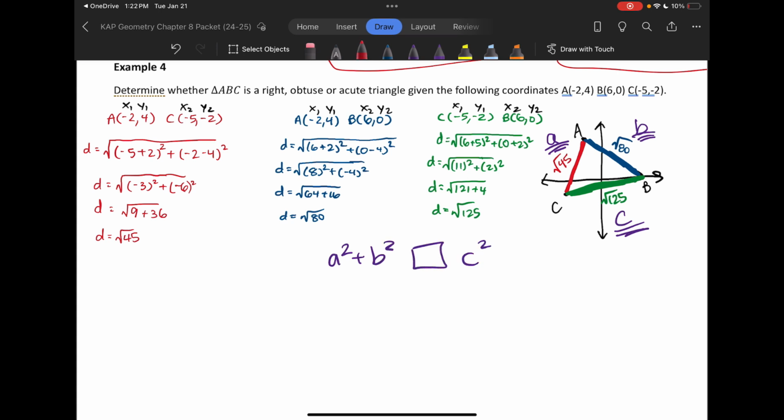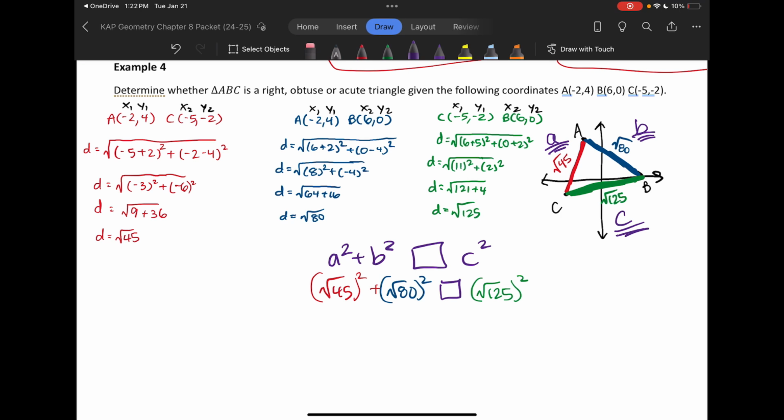So plugging this in here, we're looking at root 45. That's our A. We're going to square that. And then we're going to add our B in blue, root 80. We're squaring that. And we're checking to see how does that compare to our C squared in green, which is root 125 squared.